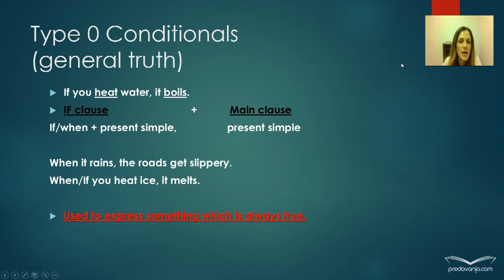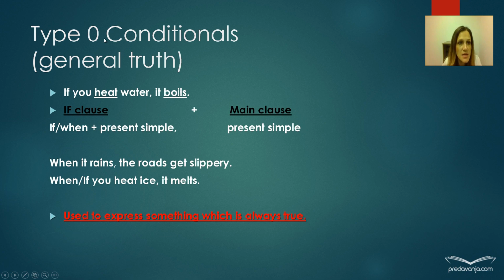Okay, so we will start with the zero conditional and let's study the example first. If you heat water, it boils. This is zero conditional and it consists of two clauses, as all conditionals do. There's an if clause and there's a main clause. This is the if clause before the comma, if you heat water, and the main clause is it boils.